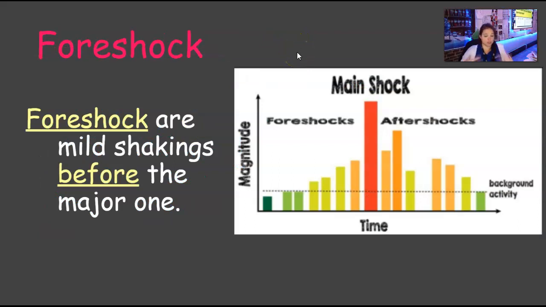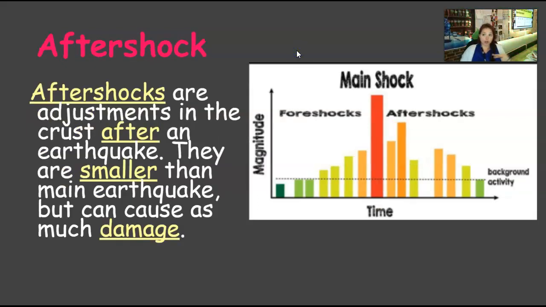All right, so there are different parts to earthquakes. The first thing we have is the foreshock. These are the mild shakings before the major ones. Foreshock, so before. They're like, hey, something's going to happen. And then you have the earthquake, and then after the earthquake, you have the aftershocks. So you have foreshocks before, aftershocks after.